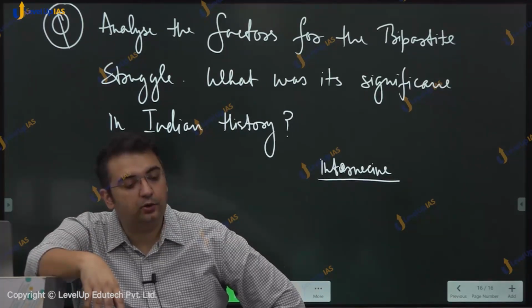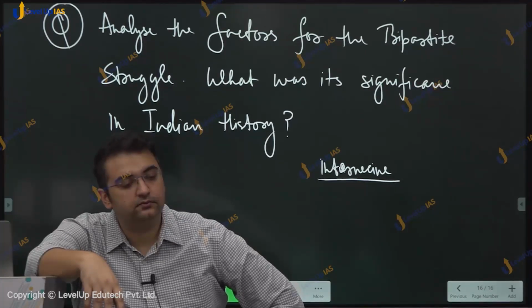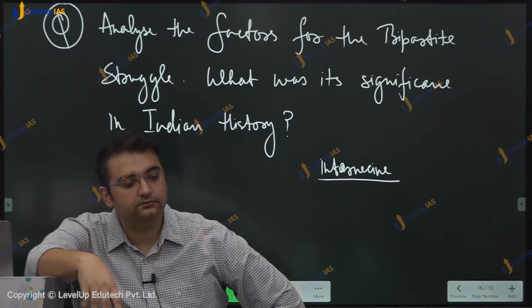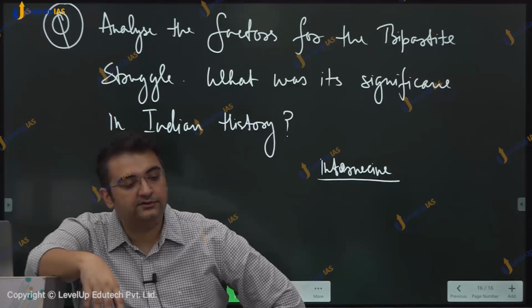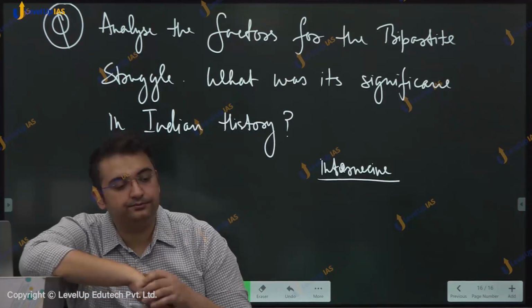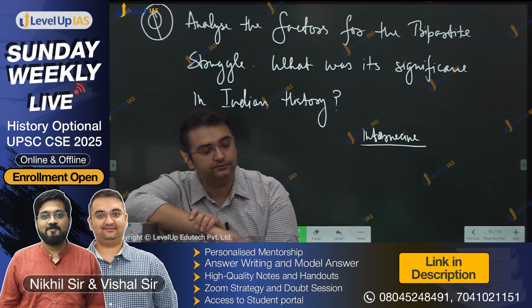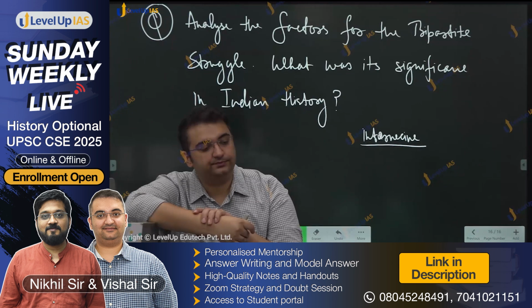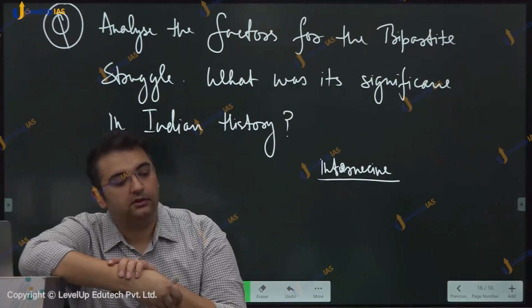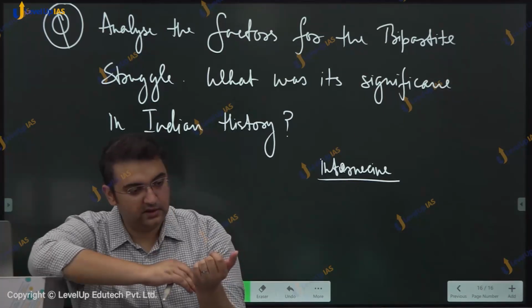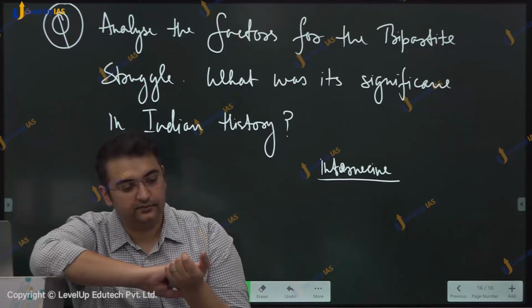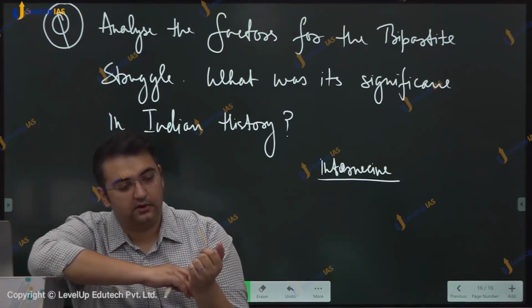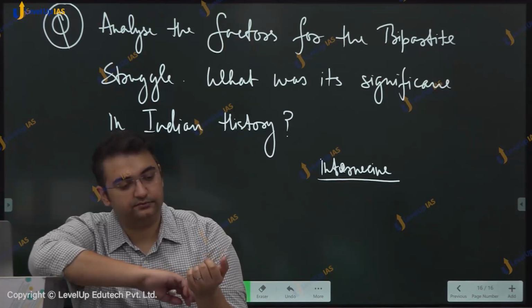Control over Kannauj was essential for consolidating control over the Ganga Yamuna Doab, which was the most fertile and most populous region of the entire subcontinent. Full stop.